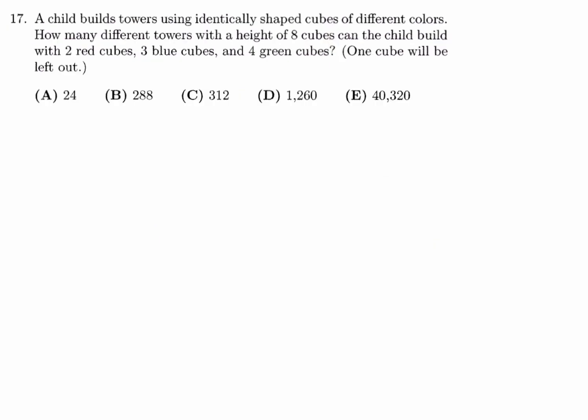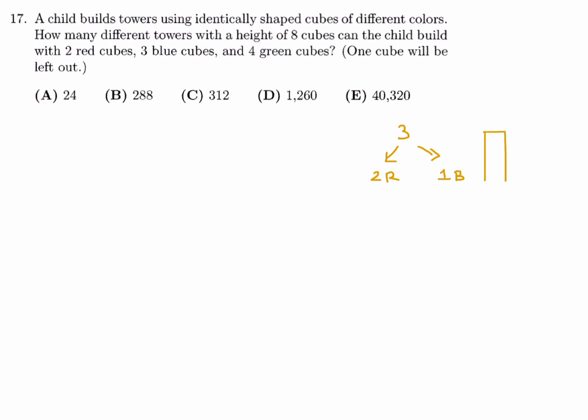A child builds towers using identically shaped cubes of different colors. How many different towers with height of 8 can a child build with 2 red, 3 blue, and 4 green cubes? 1 cube will be left out. All right, let's give a very simple example. Let's say there were 3 cubes, 2 red and 1 blue, and I want you to build a tower with 3 cubes.